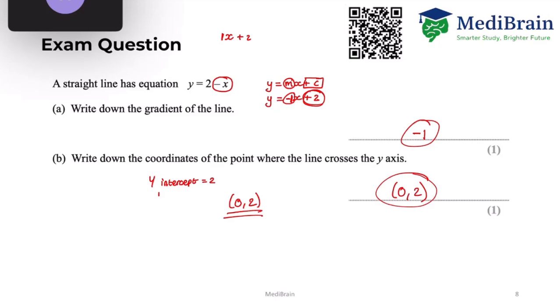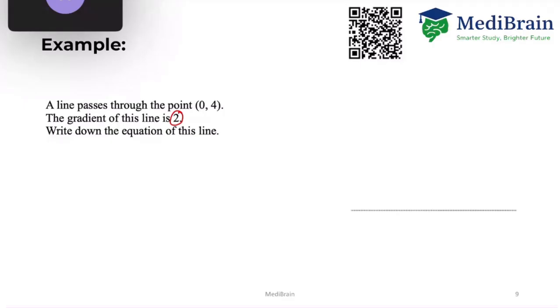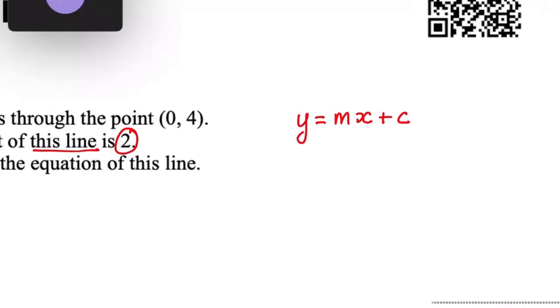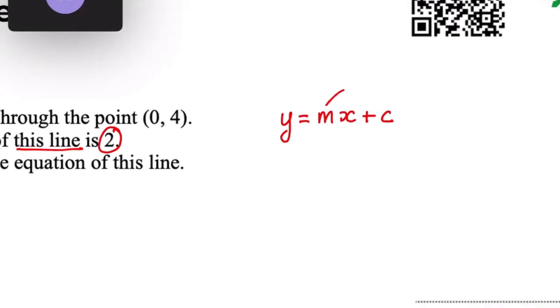Okay, so hopefully you've got your answers down. We need to write down the equation of this line. The equation of any line is going to be y equals mx plus c. So whenever you get a straight line question, always write down y equals mx plus c. Now what? We know that the gradient of the line is 2, and in this equation, the gradient is m.